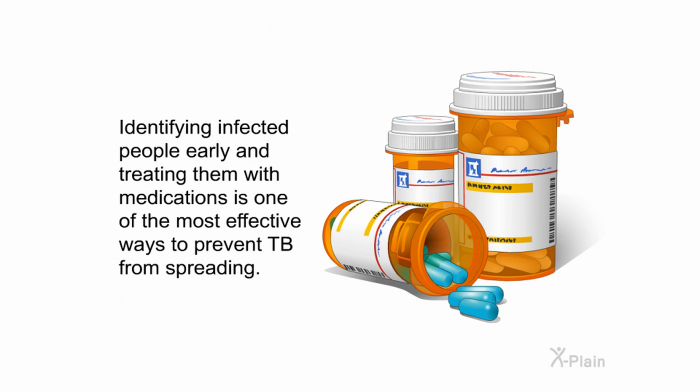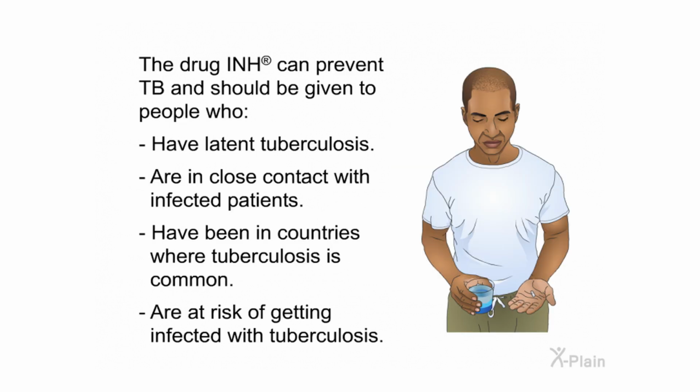Identifying infected people early and treating them with medications is one of the most effective ways to prevent TB from spreading. The drug INH can prevent TB and should be given to people who have latent tuberculosis, are in close contact with infected patients, have been in countries where tuberculosis is common, or are at risk of getting infected with tuberculosis.